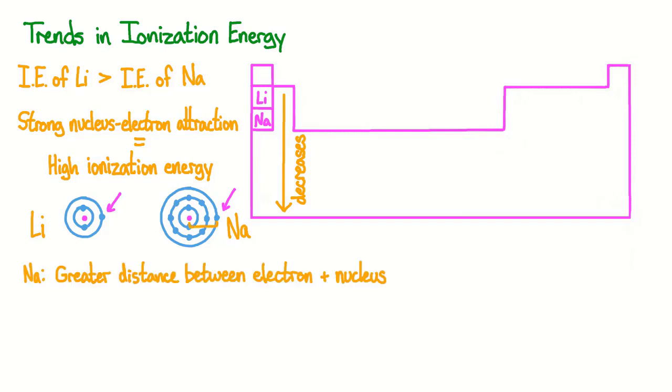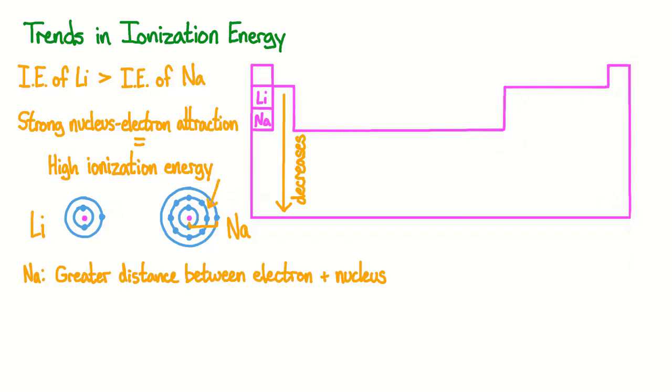In both atoms, it's the valence electron, or the single outer electron, that we're taking a closer look at. The first difference between these two atoms is that in the sodium atom, there's a greater distance between the valence electron and the nucleus. In other words, sodium has a greater atomic radius than lithium. An electrostatic attraction between a positively charged thing and a negatively charged thing is stronger when those two things are closer together. So in this case, a greater distance means a weaker attraction.